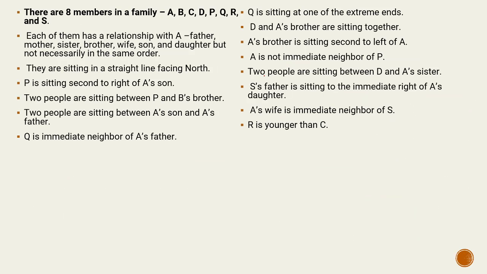Now let's have a look at this particular problem, wherein if you read, there are 8 members in a family: A, B, C, D, P, Q, R and S. Now each of them has a relationship with A.